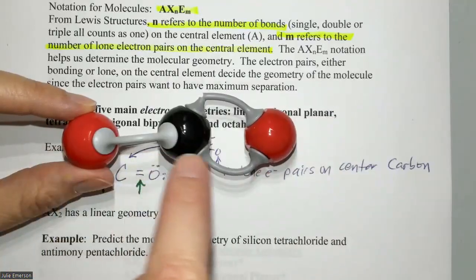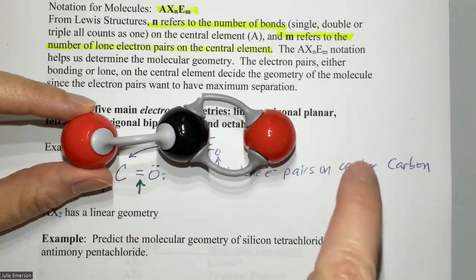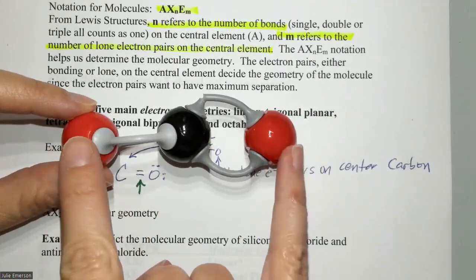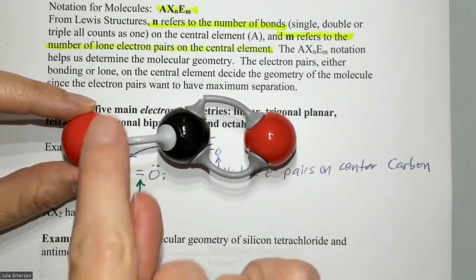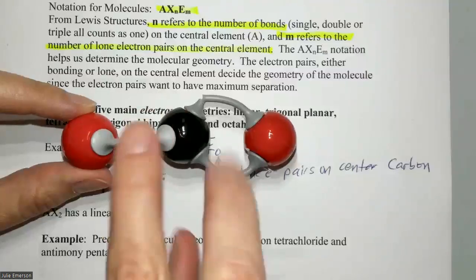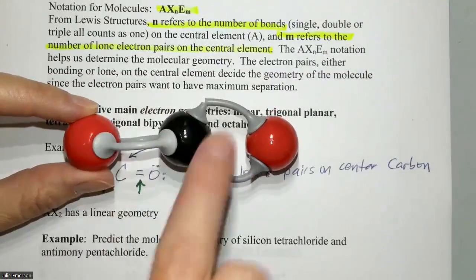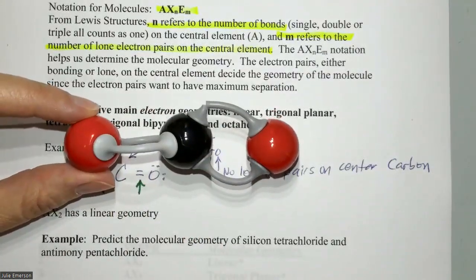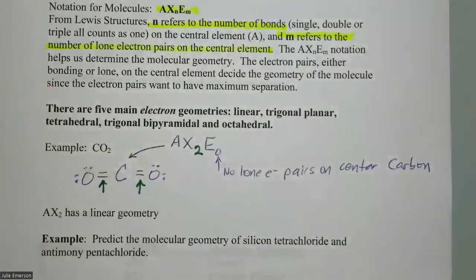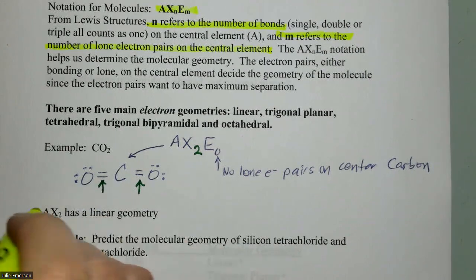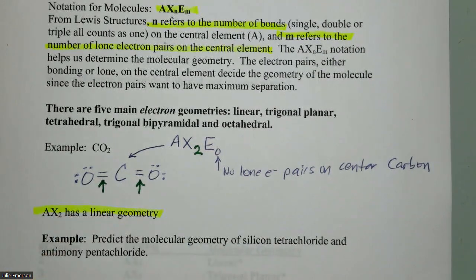Because if I just look at the molecule, like what do I see? I see carbon, 2 oxygens in a straight line. To best maximize that space between these bonds is 180 degrees. Can't do any better than that, right? So AX2 with no E, right? When there's no E, you can just leave it off.